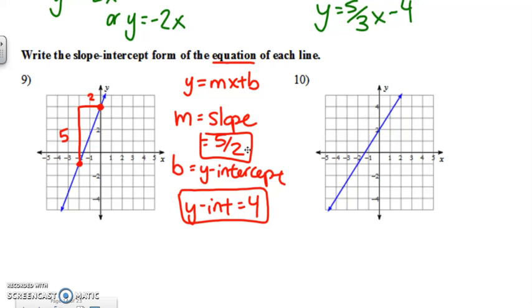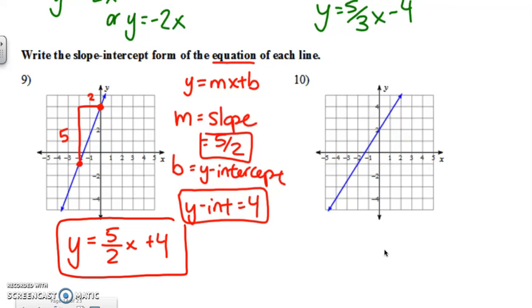Okay. So now that you have the slope and the y-intercept, we're going to write an equation out of it. So your equation will be y equals 5/2, and then add your x, and then write your intercept plus 4. Okay. I know this looks about right because my slope is positive and that line is going up. So if your line is going up, your slope should always be positive.